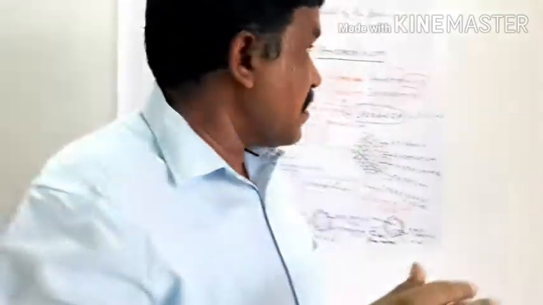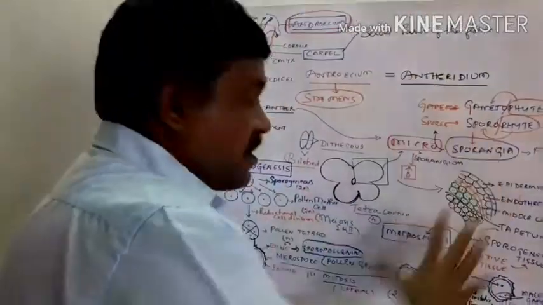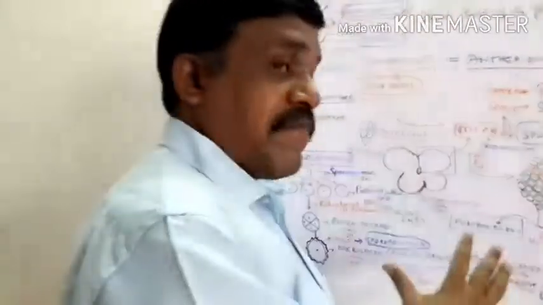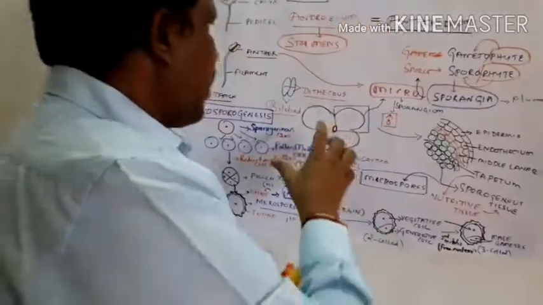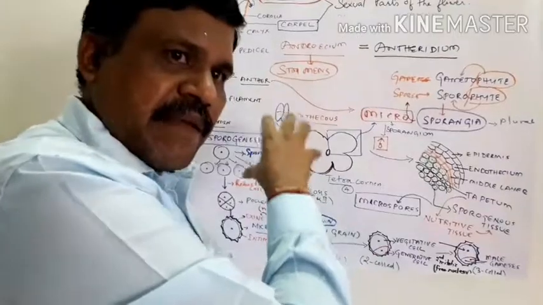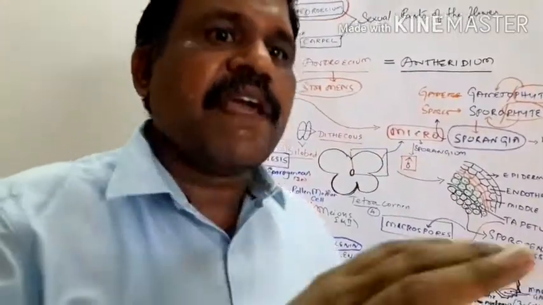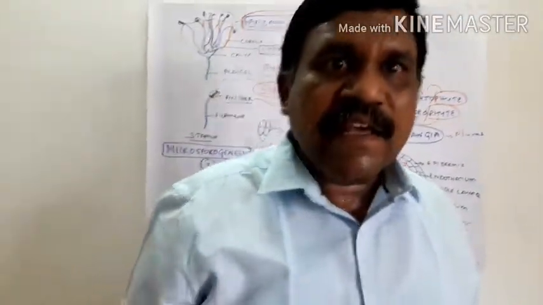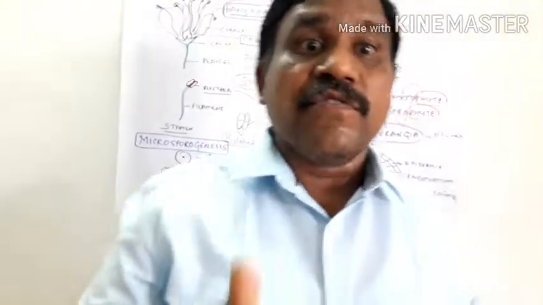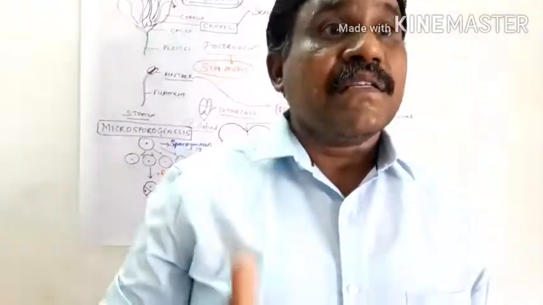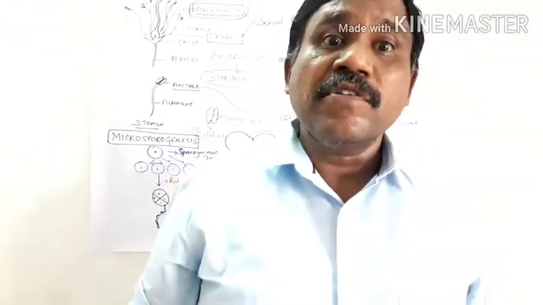So these are the features that we have seen in the androecium, which is nothing but the stamen. And in the stamen, the anther, these are the various events occurring in today's session, children. Today's session was about microsporogenesis.